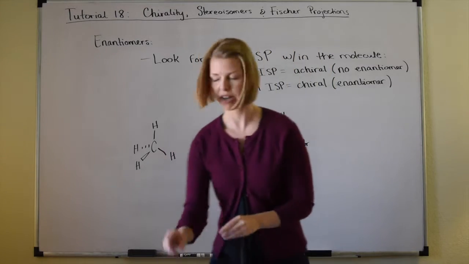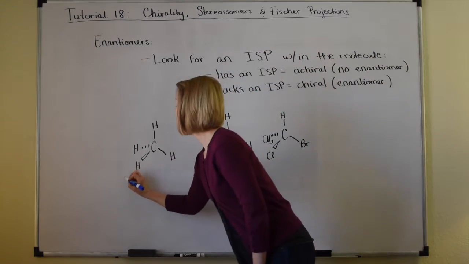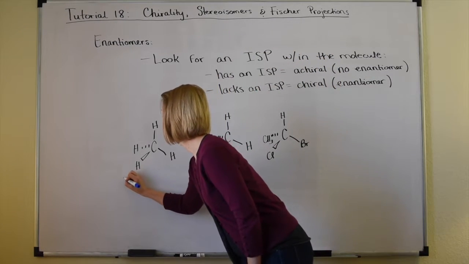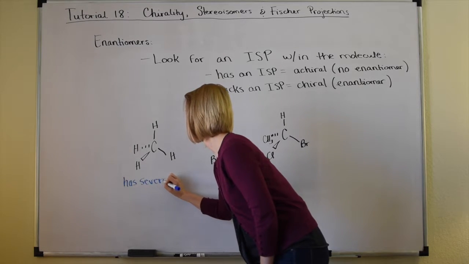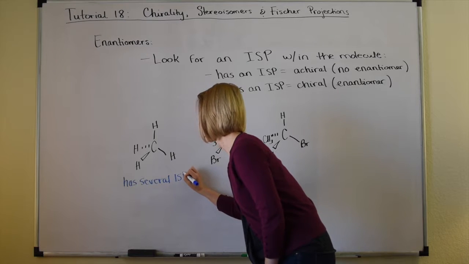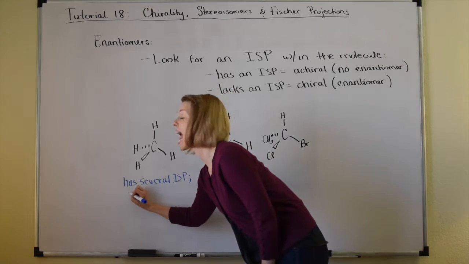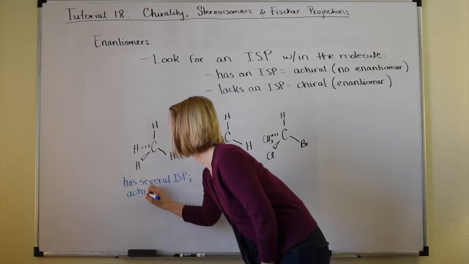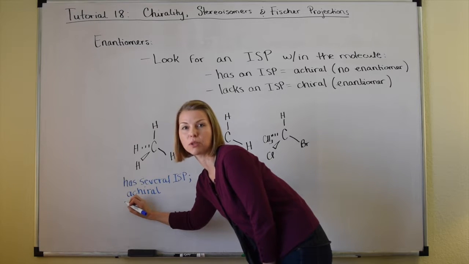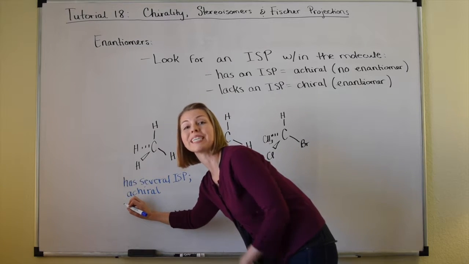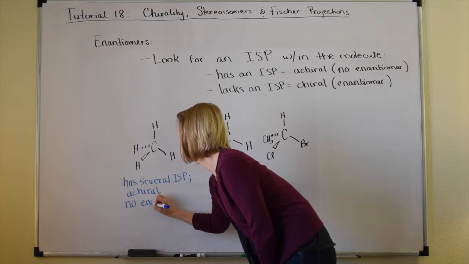So we're going to say here, I'll write it in blue, that this molecule has several ISPs, internal symmetry planes. Therefore, this is an achiral molecule, and it will not have an enantiomer. Its mirror image will be identical to it, so no enantiomer.